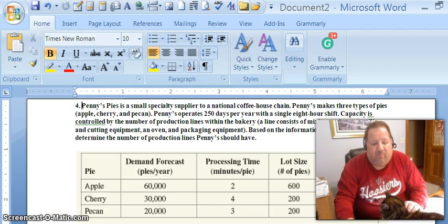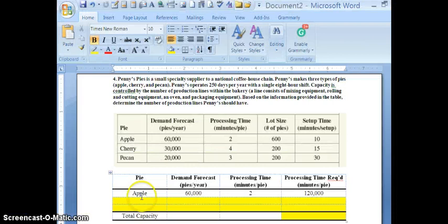So this is the information given for problem 4, Penny's Pies, and based on this information we're going to solve the problem. First, we need to figure out how much processing time it's going to take annually to meet the demand forecast. So I would set up a table like this. For example, apple pie, our demand is 60,000 pies per year. We know that our processing time is 2 minutes per pie. So if we multiply 60,000 pies per year times 2 minutes per pie, it's going to take 120,000 minutes of processing time to process the apple pies.